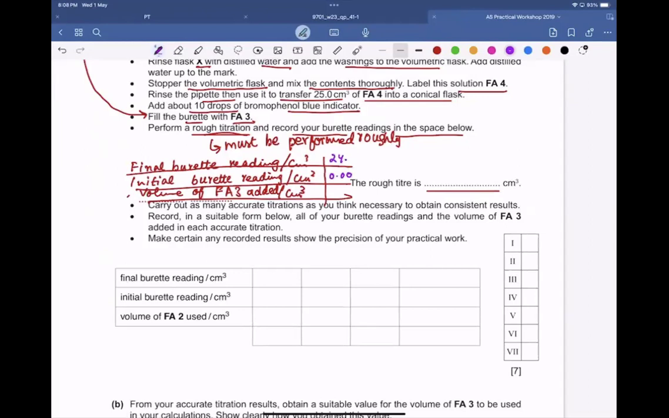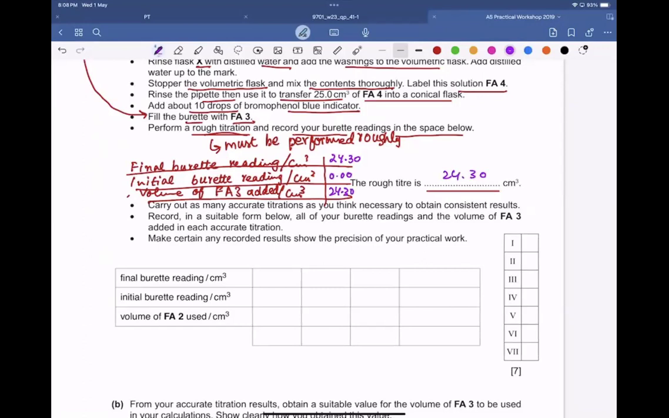And let's say the final burette reading is, let's suppose, 24.30. So you will take the difference. You will get it over here 24.30. So it's a rough titration, right? So you got 24.30. But remember, this is the rough titration.